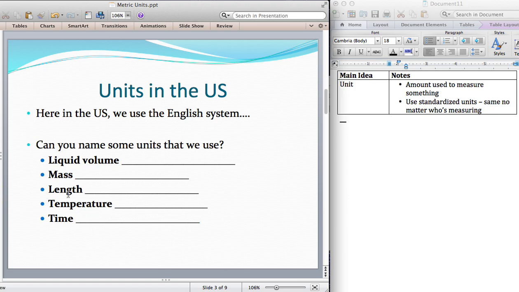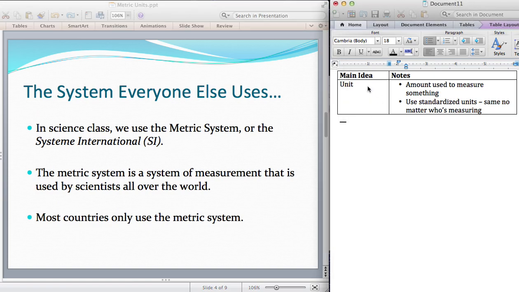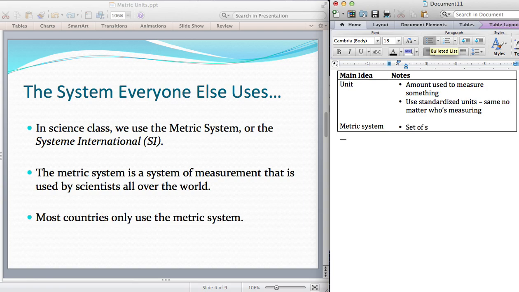Right? For most of these, except for time, our units are different than what we'll use in science class and different from what the rest of the world uses. Everyone else uses what's called the metric system, right? Or it's sometimes abbreviated SI from the French Système International. I don't know how to pronounce it. Basically it's a set of standardized units used by scientists all over the world, along with pretty much every other country in the world.